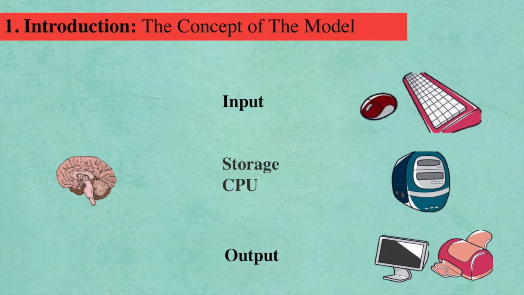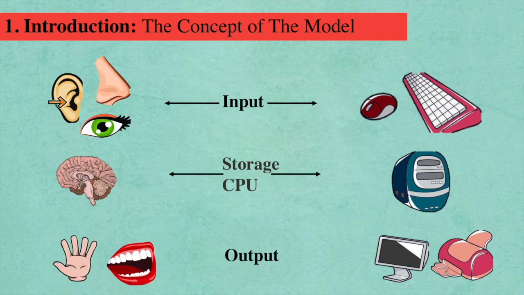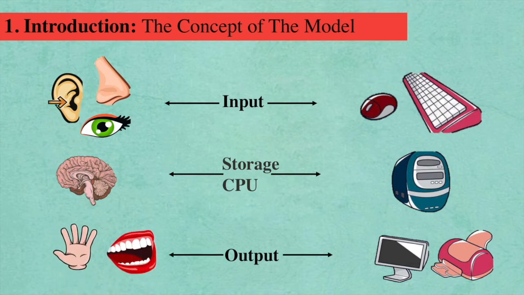This model considers a person's eyes, ears, nose, and other sensory organs as the input device, views the human brain as the CPU and the storage, and regards hands, mouth, and so on as the output device. It's important to know that this model doesn't really describe where things happen in the brain, it's more conceptual.